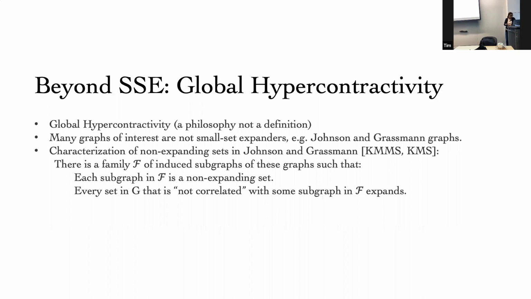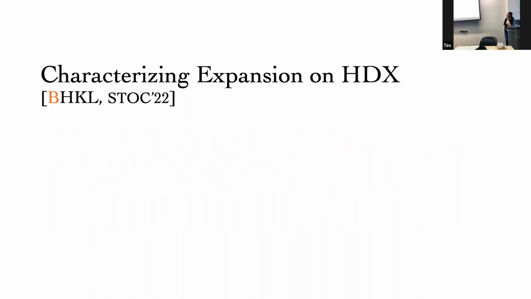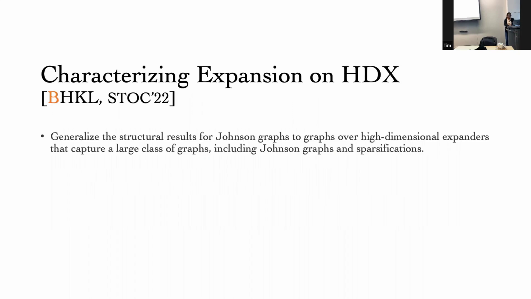Okay, so let's now go formally into our results. We give such a characterization for graphs on high dimensional expanders. So we generalize the structural results for Johnson graphs to graphs over high dimensional expanders. And these capture a large class of graphs, including the Johnson graphs and specifications of the Johnson graphs.